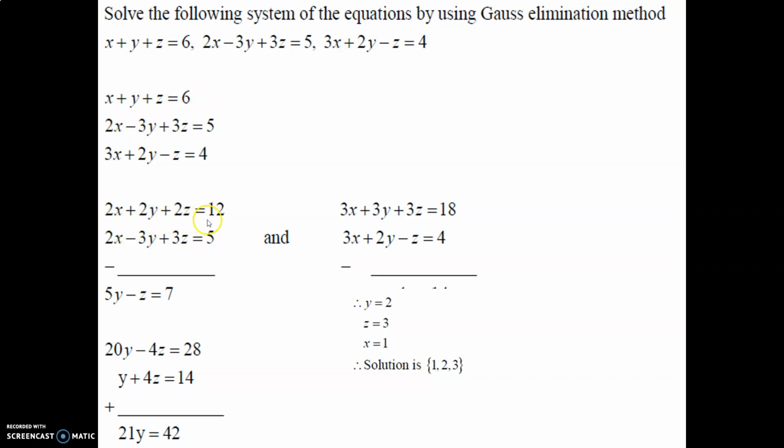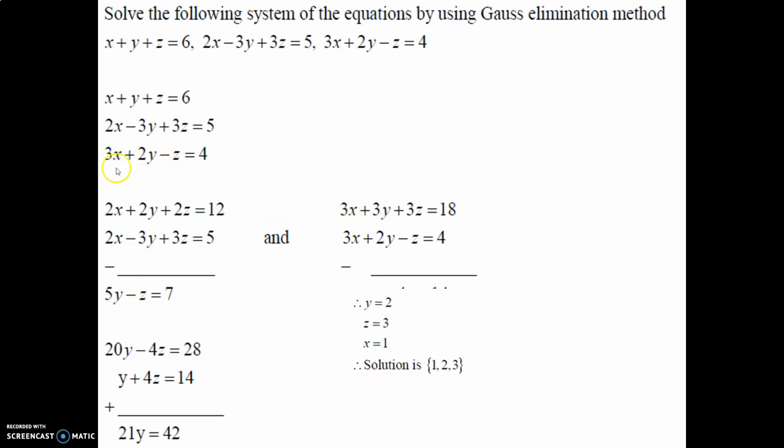So 2x plus 2y plus 2z is equal to 12. 2x minus 3y plus 3z equal to 5. Minus 2x gets cancelled. Minus minus becomes plus and plus becomes minus. We have changed the sign of the second equation. 5y minus z is equal to 7.